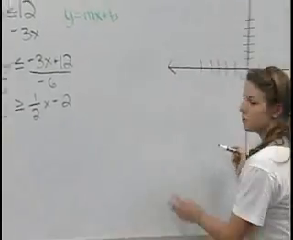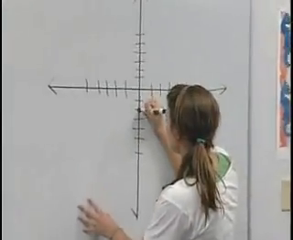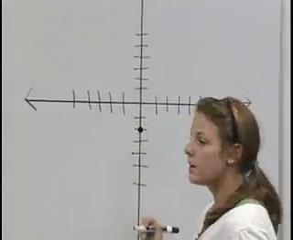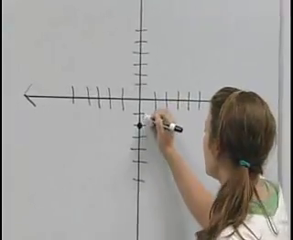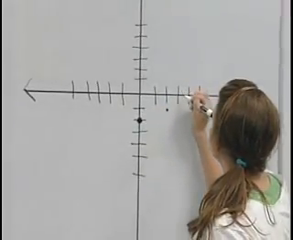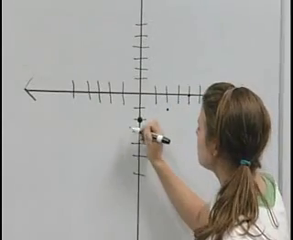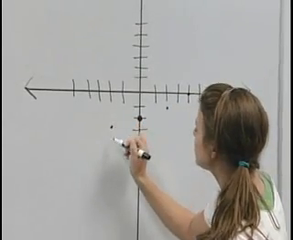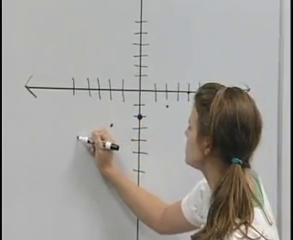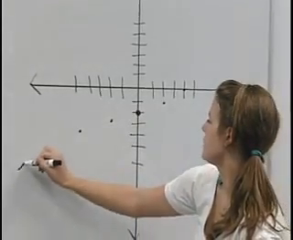So you just go over to your graph, and you start off with your y-intercept at negative 2, and then just do your slope. Up 1 over 2, up 1 over 2, down 1 over 2 to the left, down 1 over 2 to the left. And then you have your line.